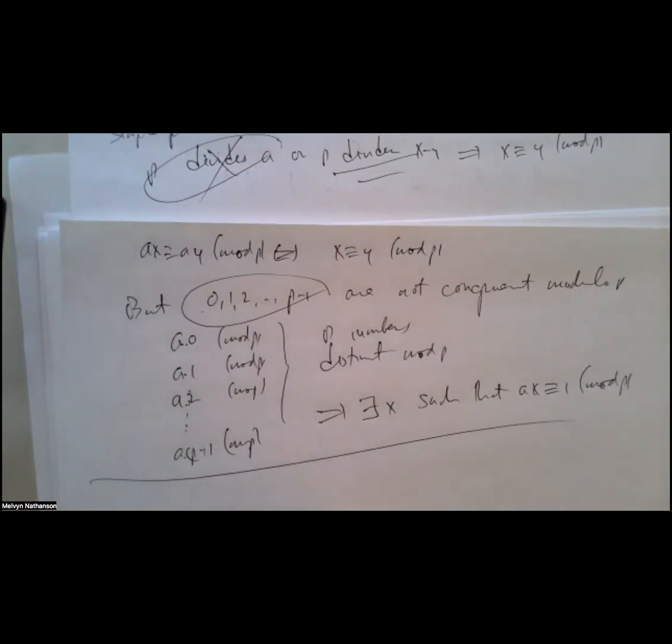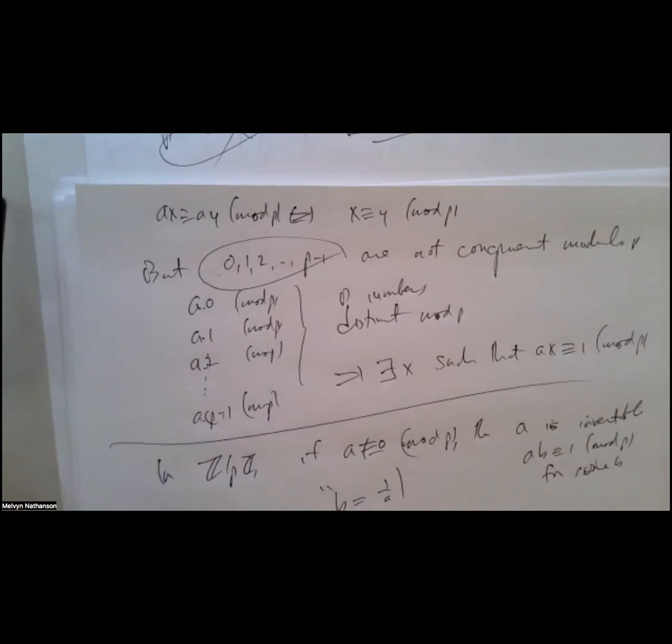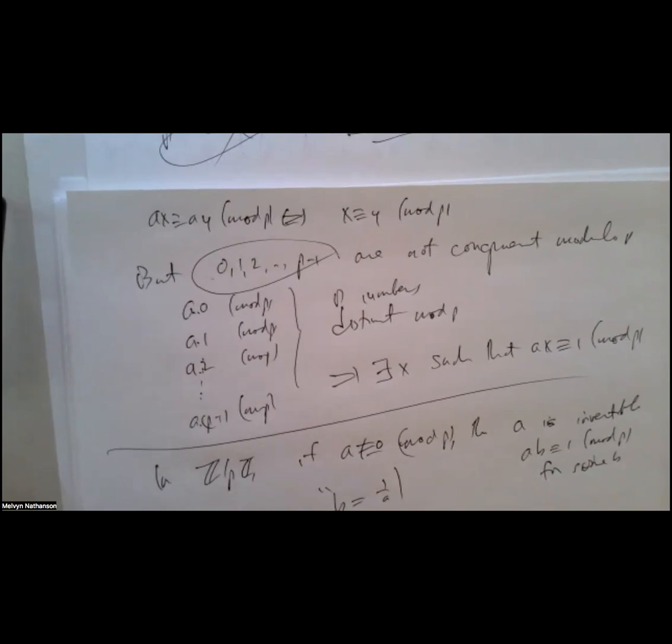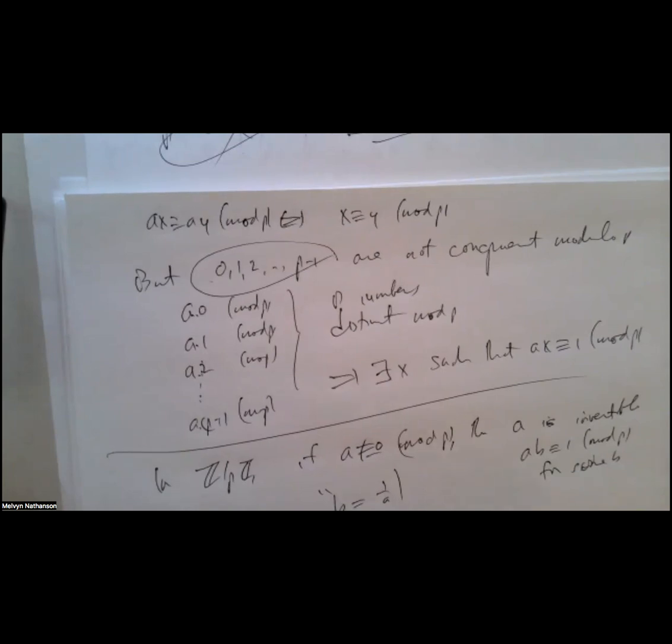So that tells us that in the integers mod P, if A is not congruent to 0 mod P, then A is invertible. Invertible means AB is congruent to 1 mod P for some B. And we can think of this B as being like 1 over A. So if you wanted to divide in Z mod PZ, if you wanted to take a number R and divide it by A, that's just going to be equal to R times 1 over A, or R times B mod P.